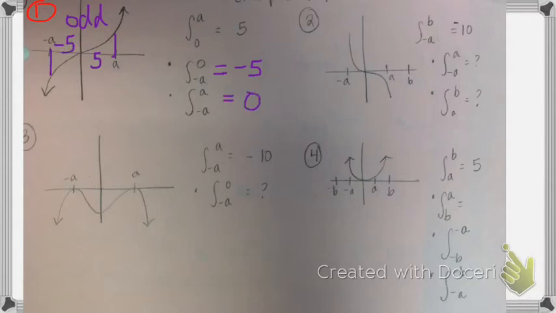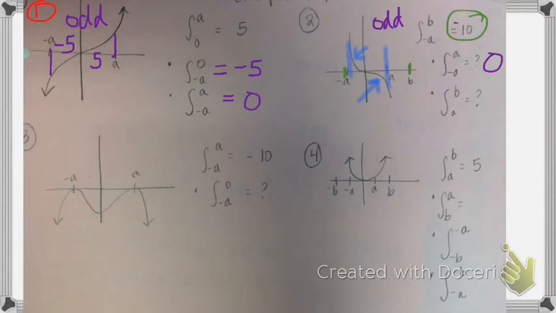Okay, number 2. So we still have an odd function. Again, if you look at it, if you turn it upside down, it's still the same. And what we know is that from negative a to b, we get negative 10 for the integral. So the first question is asking me to figure out what negative a to a would be. Again, because it's odd, the top area is going to cancel out with the bottom area, and I know that this would be 0.